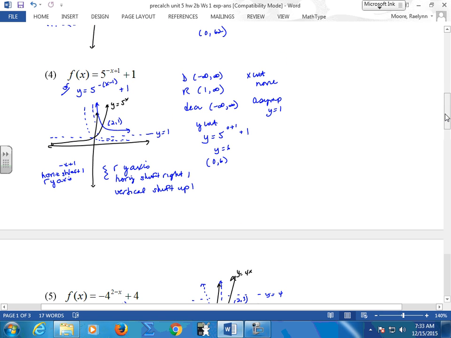Okay, a negative X +1. So there's a reflection, there's a horizontal shift, and then there's a vertical shift. The vertical shift is going to change your range. So be careful about your range.